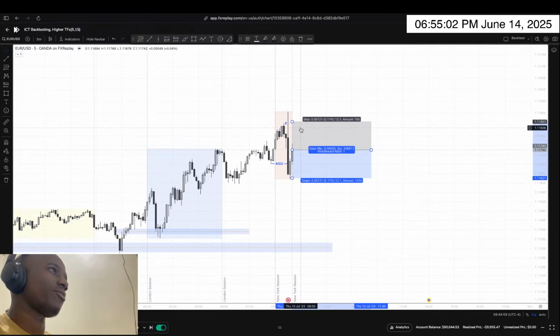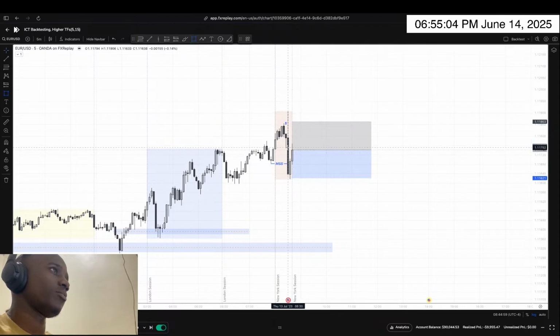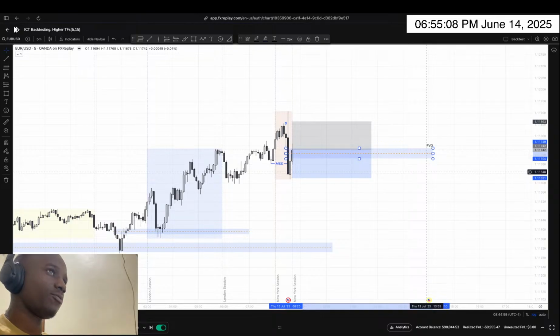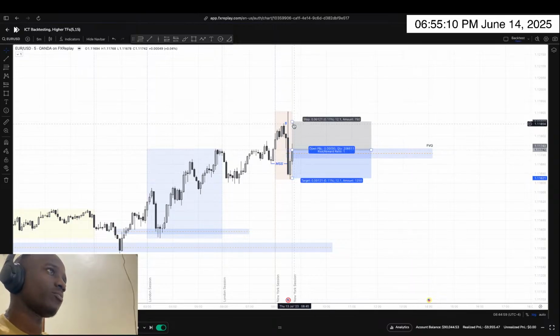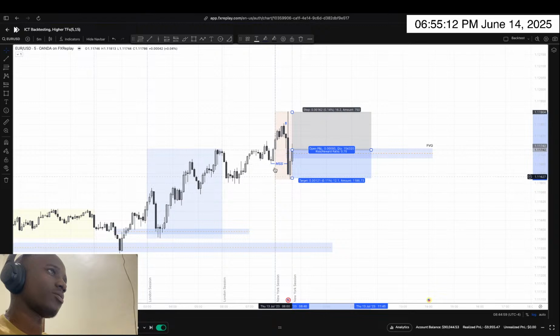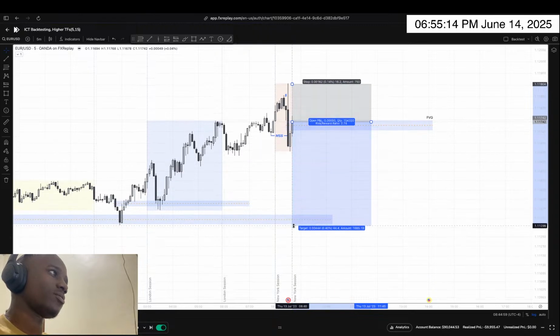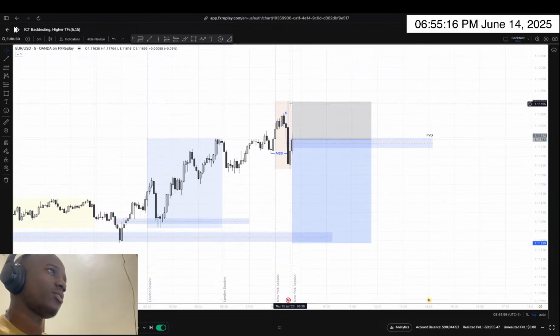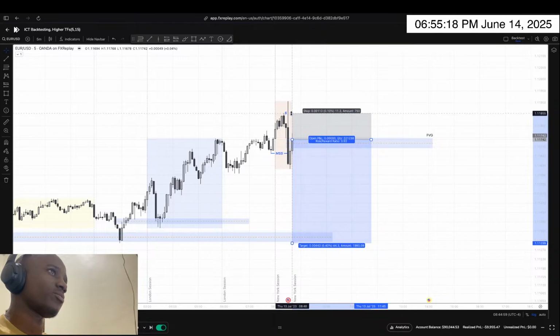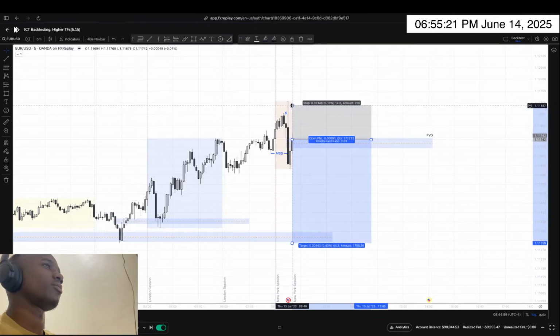Entry there on the fair value gap, which the fair value gap is this one, FVG. Then my stop loss will be this weak high. Then I'll target this low, giving a 2R. I think I would reduce the stop loss to somewhere there. Let's play it and see how it goes.